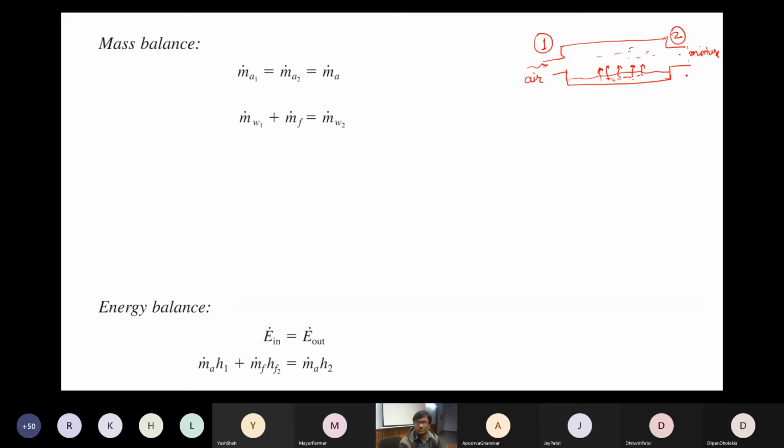and this mixture has relative humidity 100%, T2, omega 2. Okay, here your things are T1, omega 1, and some phi. Okay, so let's start talking about first the mass balance.